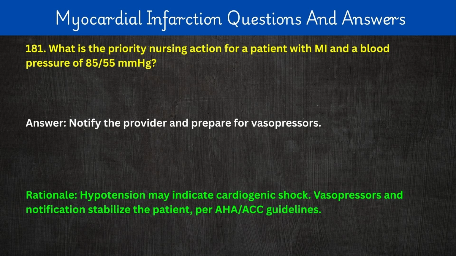181. What is the priority nursing action for a patient with MI and a blood pressure of 85/55 mmHg? Answer: notify the provider and prepare for vasopressors. Rationale: hypotension may indicate cardiogenic shock. Vasopressors and notifications stabilize the patient per AHA/ACC guidelines.